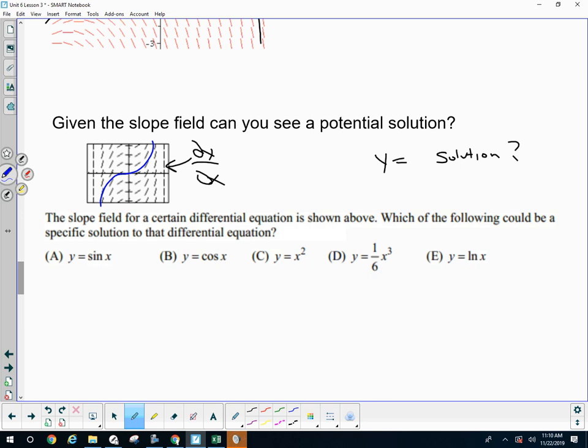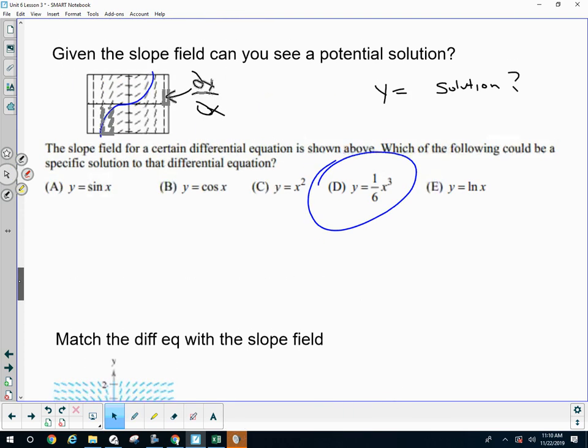Does sine look like that? Does cosine look like that? Does x squared look like that? Does x cubed look like that? Yes. Not complicated. Don't just assume it's going to be sine or log x. That's what everybody goes to. It's like, it's got to be log. Pretty sure. This is a complicated class. All the answers are complicated.